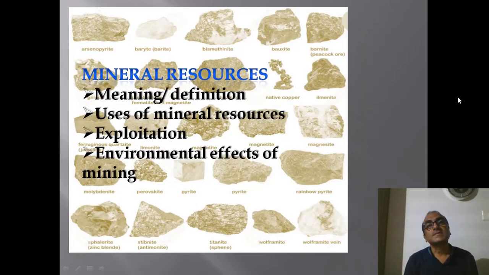Now mineral resources, when you take up as a part of your study, you must know what are mineral resources, that is you are defining it, then what are the uses of the mineral resources, how we are exploiting these mineral resources, and what are the effects on the environment due to mining activity, that is when we extract these minerals from the earth's crust, that is the process called mining, and because of that what are the environmental effects we are experiencing. So all this we are going to discuss in this segment.